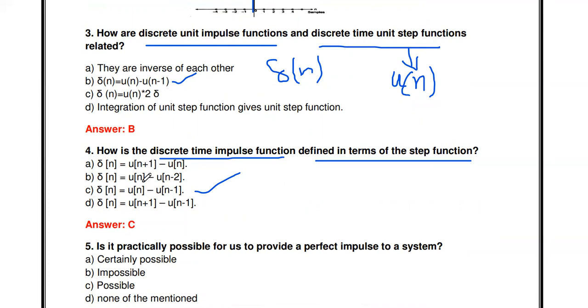In the remaining options, u of n minus u of n minus 2 is wrong. U of n plus 1 minus u of n is wrong. This is the correct answer. Del of n equal to u of n minus u of n minus 1.